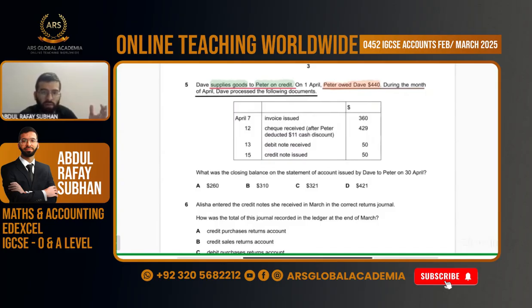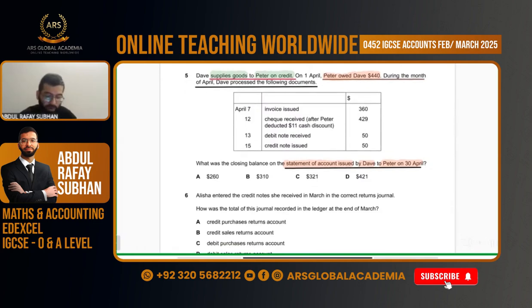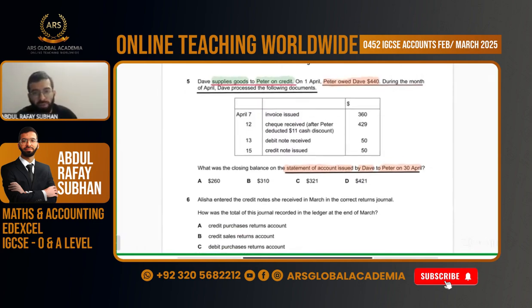We have to understand from the perspective of Dave what was the closing balance on the statement of account that will be issued by Dave to Peter on 30th April. At the end of the month, what will be the statement of account issued by Dave to Peter? Because at the start of the month, Peter already owed 440. Dave processed the following documents, so he might have sent more goods. We have to use the calculator for the first time on this one, the first calculator-based question. There can be theory as well as numerics being tested, so we have to be careful here, students.